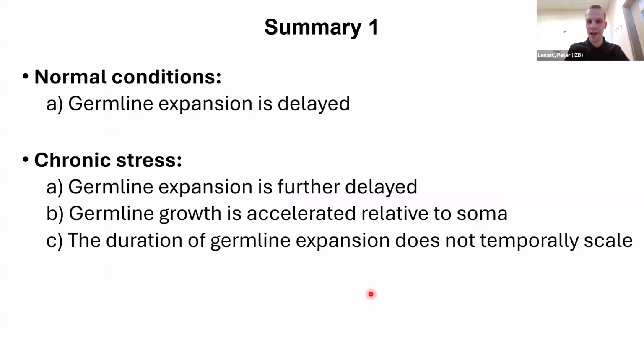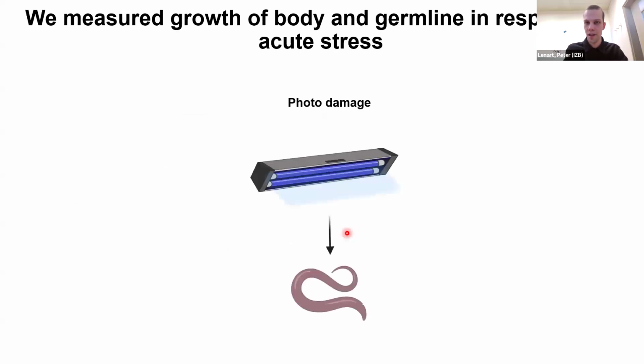So to summarize the first part, germline expansion is delayed to optimize resource allocation. In stress we see that this delay is even more pronounced, and that the germline accelerates its growth even more than normally. And as a result of this, this germline expansion phase does not temporally scale in stress conditions. I will mention one more type of stress, and that's UV damage.